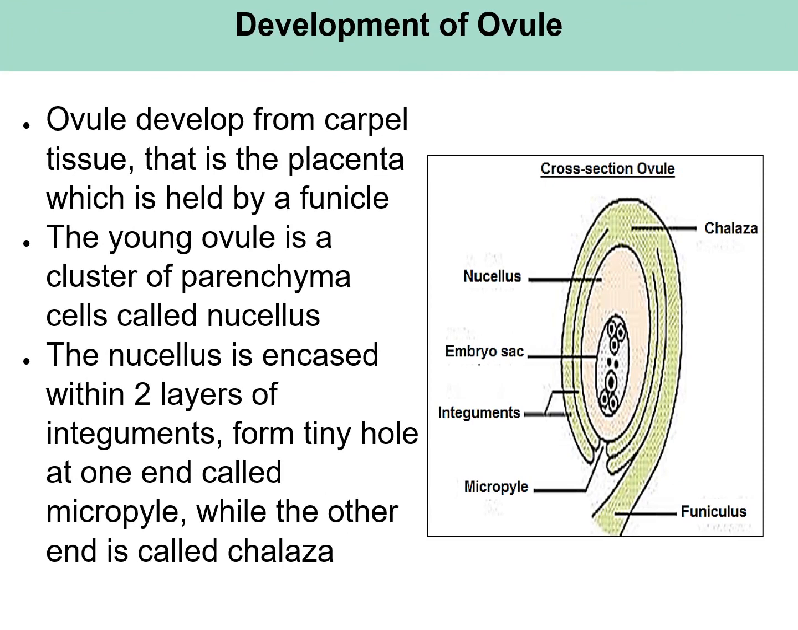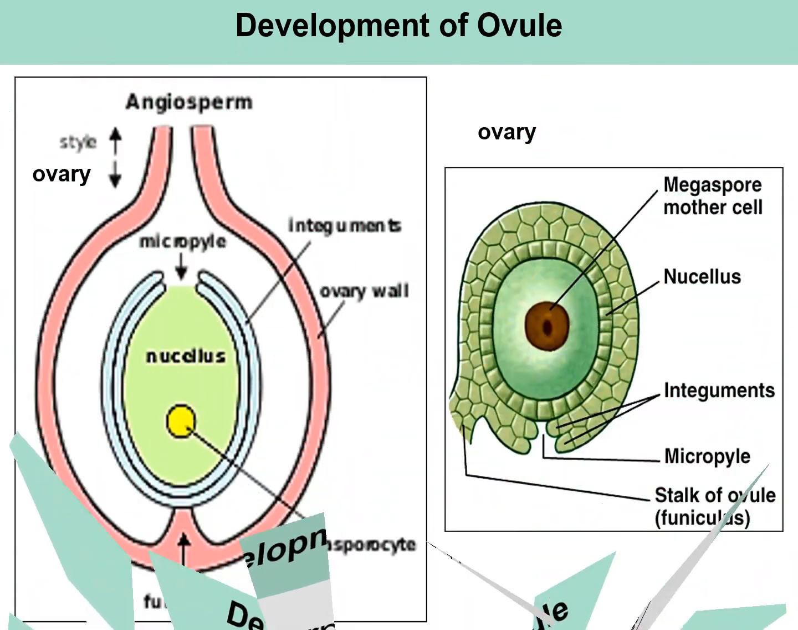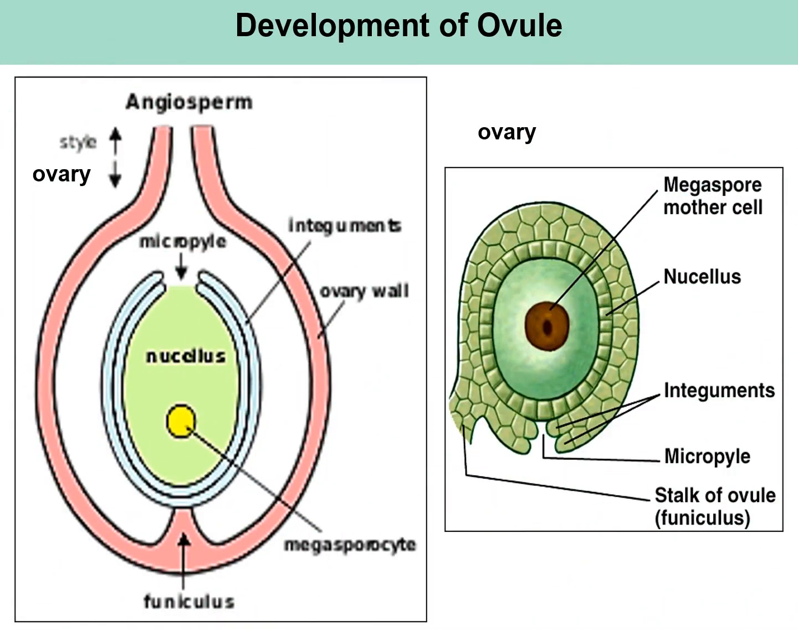While the ovule develops from tissue, which is the placenta, and is held by a funicle. The young ovule is a cluster of parenchyma cells. The nucellus, this is the nucellus. Okay, in the ovary, in the ovule, there will be megaspore mother cells contained in the ovule.